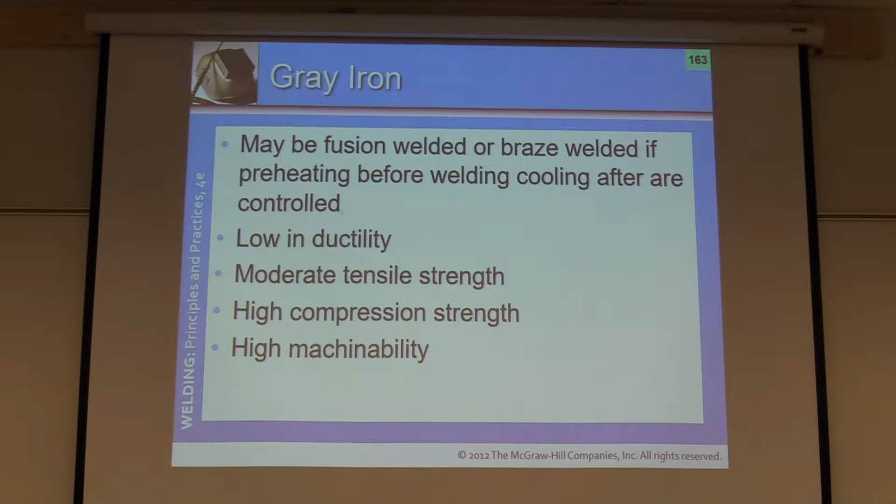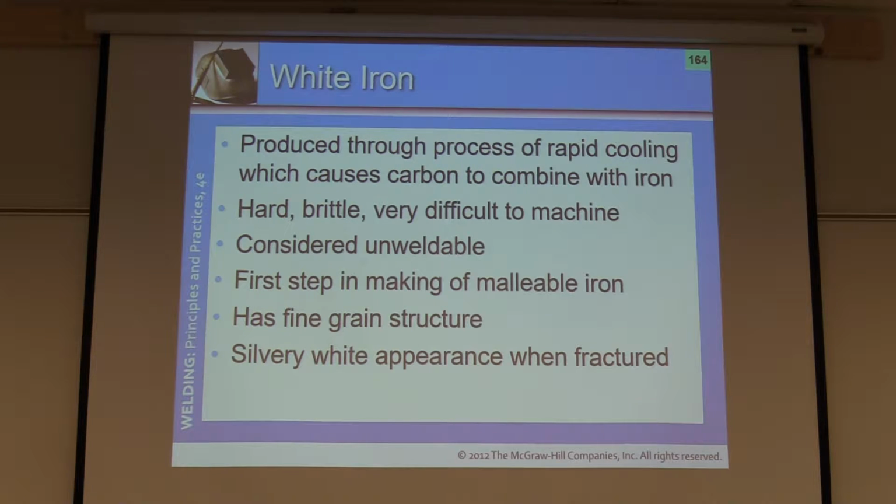Gray iron first: low in ductility, moderate tensile strength. It can be fusion welded or brazed together, preheated. There are some special cast iron rods out there too, like a Nicrofil 55 and so forth. You can use them to weld it up.